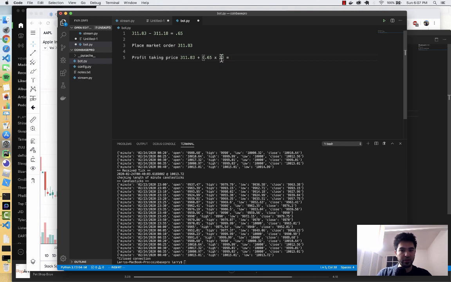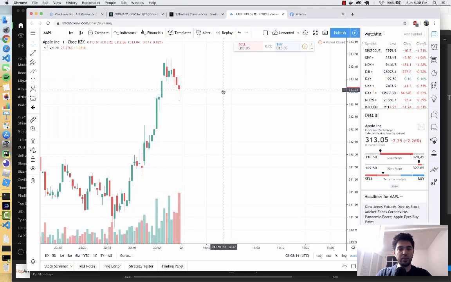So that'd be $1.30. So we'd take profits at 313.13, and then we'd set a loss price at this first opening candle, so 311.18. So we have two times the upside of our downside. So we could lose 65 cents, or we can gain $1.30. So as we covered in our Alpaca video, we can place a bracket order. So we place a bracket order at market on the third candlestick, and then we profit at 313.13, and we'll sell at a loss if it goes back to 311.18. So that's going to be our strategy.